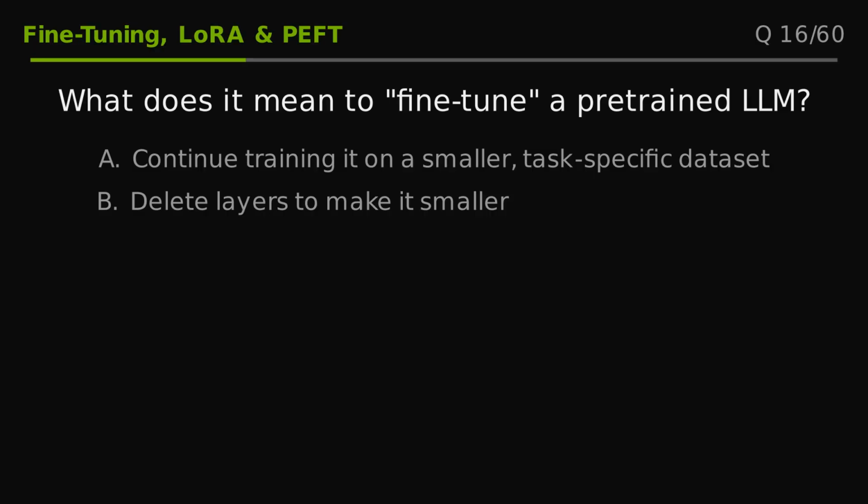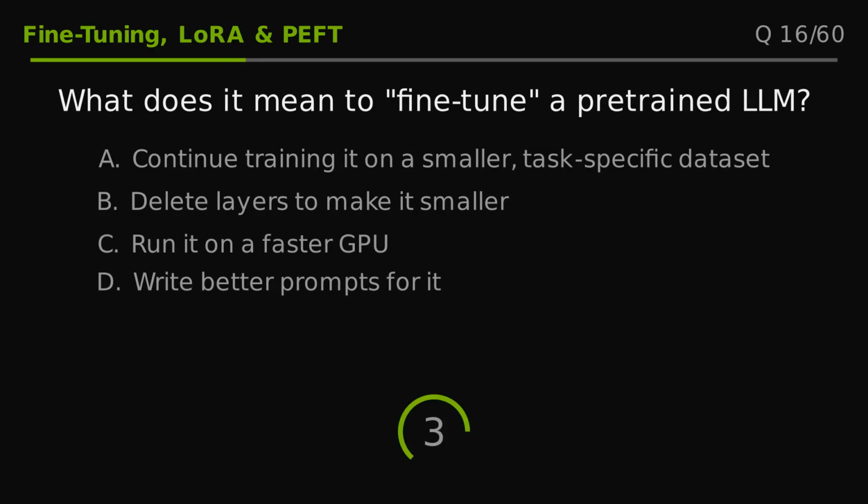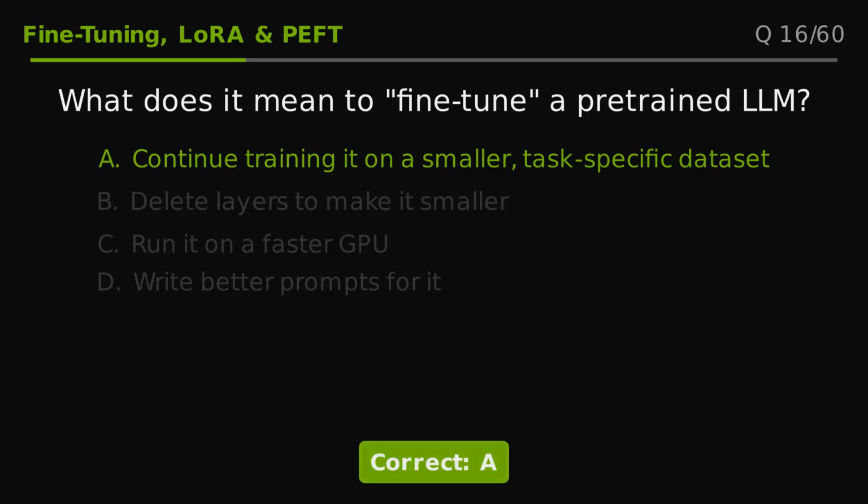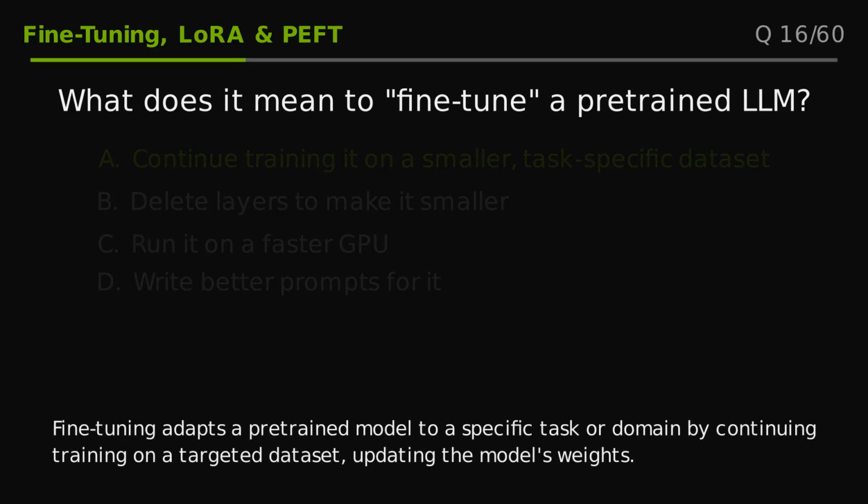Option B: delete layers to make it smaller. Option C: run it on a faster GPU. Option D: write better prompts for it. The correct answer is A. Fine-tuning adapts a pre-trained model to a specific task or domain by continuing training on a targeted dataset, updating the model's weights.